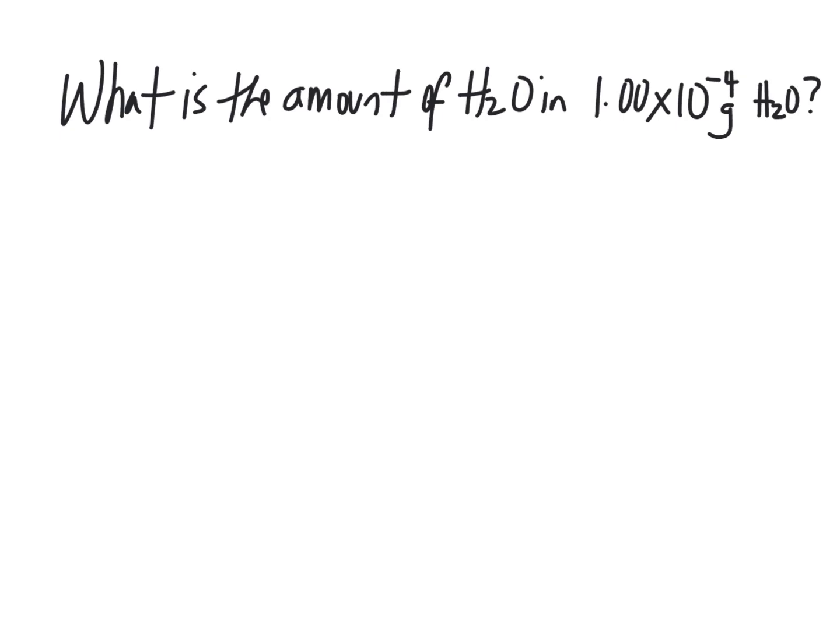All right, so let's aim at this question. What is the amount of H2O, the amount of water, in a 1.00 times 10 to the minus 4 gram sample of water? So again, let's identify that. First of all, when we're talking amount, we are talking about moles. This question is actually asking us to calculate the number of moles of water. What we're given here is 1.0 times 10 to the minus 4 grams. Identify that that is a mass. So therefore, we're going to use the equation in the form of moles equals mass divided by relative molecular mass.